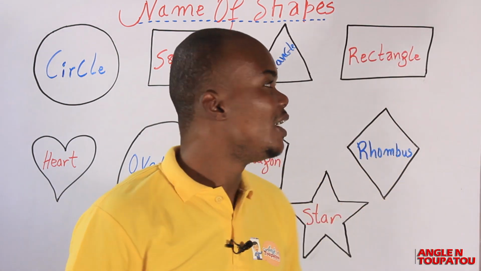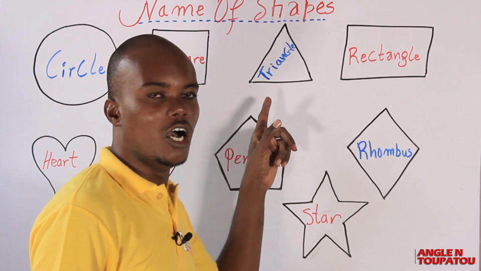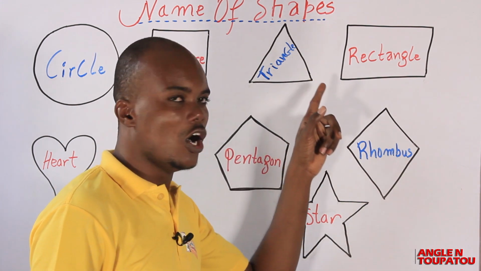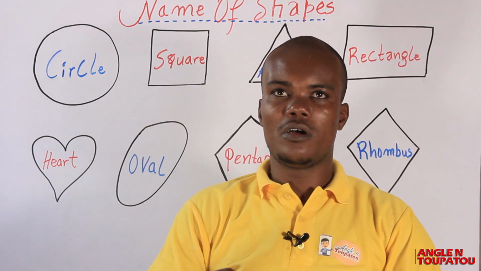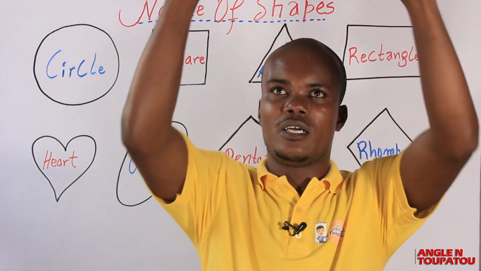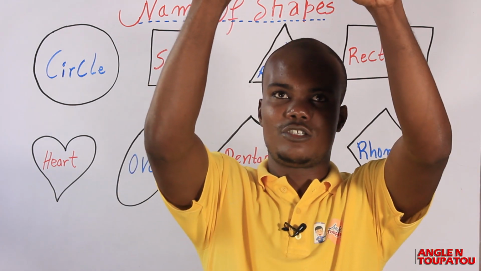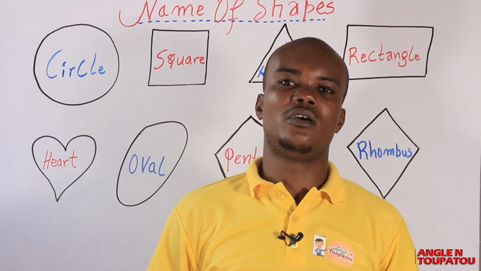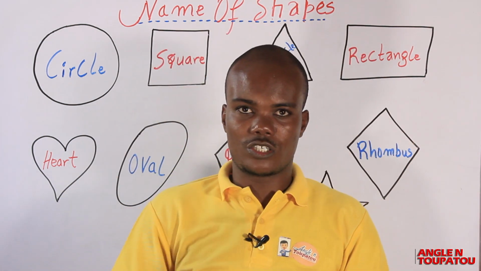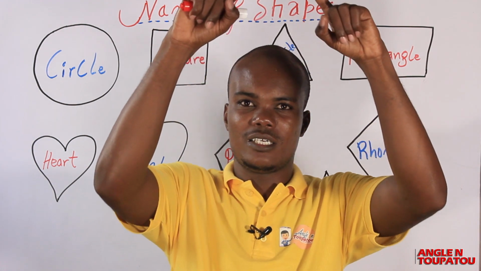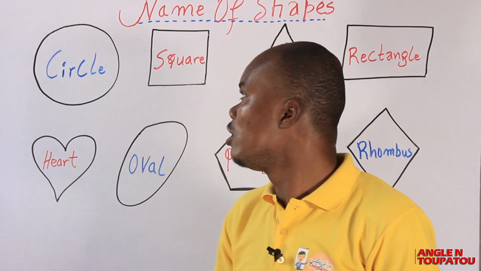After a square, we have now a triangle. Triangle. A triangle. You see? We trace a triangle. Nou trace yon triangle. Do you see how I trace a triangle? I trace a triangle. Like this. Mwen trase yon triangle.